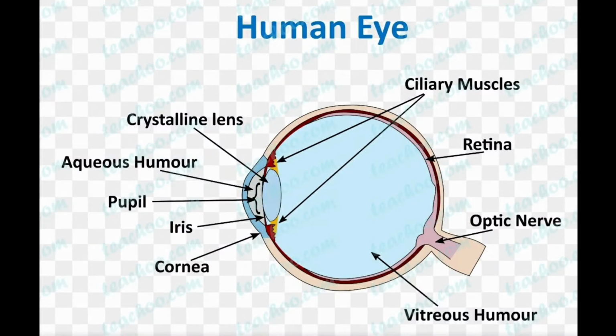Welcome to physics class. Today we will discuss the human eye and the defects of vision. First of all, we will discuss the human eye. The human eye can be treated as an optical instrument.